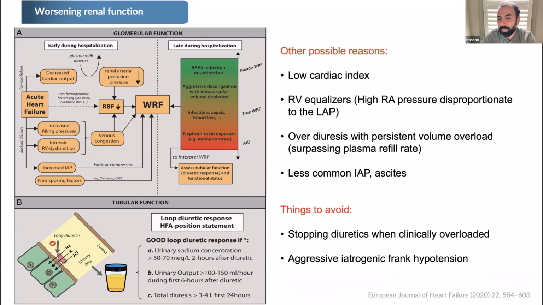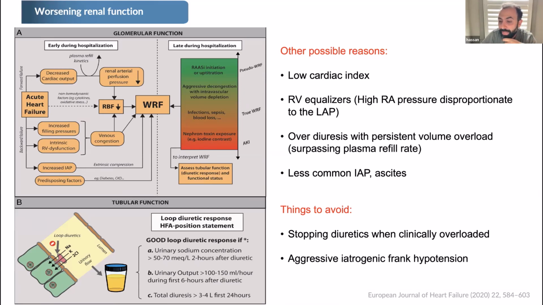Overdiuresis is quite common. Again, what we mentioned about the plasma refill rate and surpassing it. And ascites, intra-abdominal pressure, if you find this, taking that fluid off can help relieve the kidney. Things to avoid is stopping diuretics when they're clinically overloaded. We can slow down if there is worsening kidney function, but keep diuresing to dry. We do not stop diuresis.